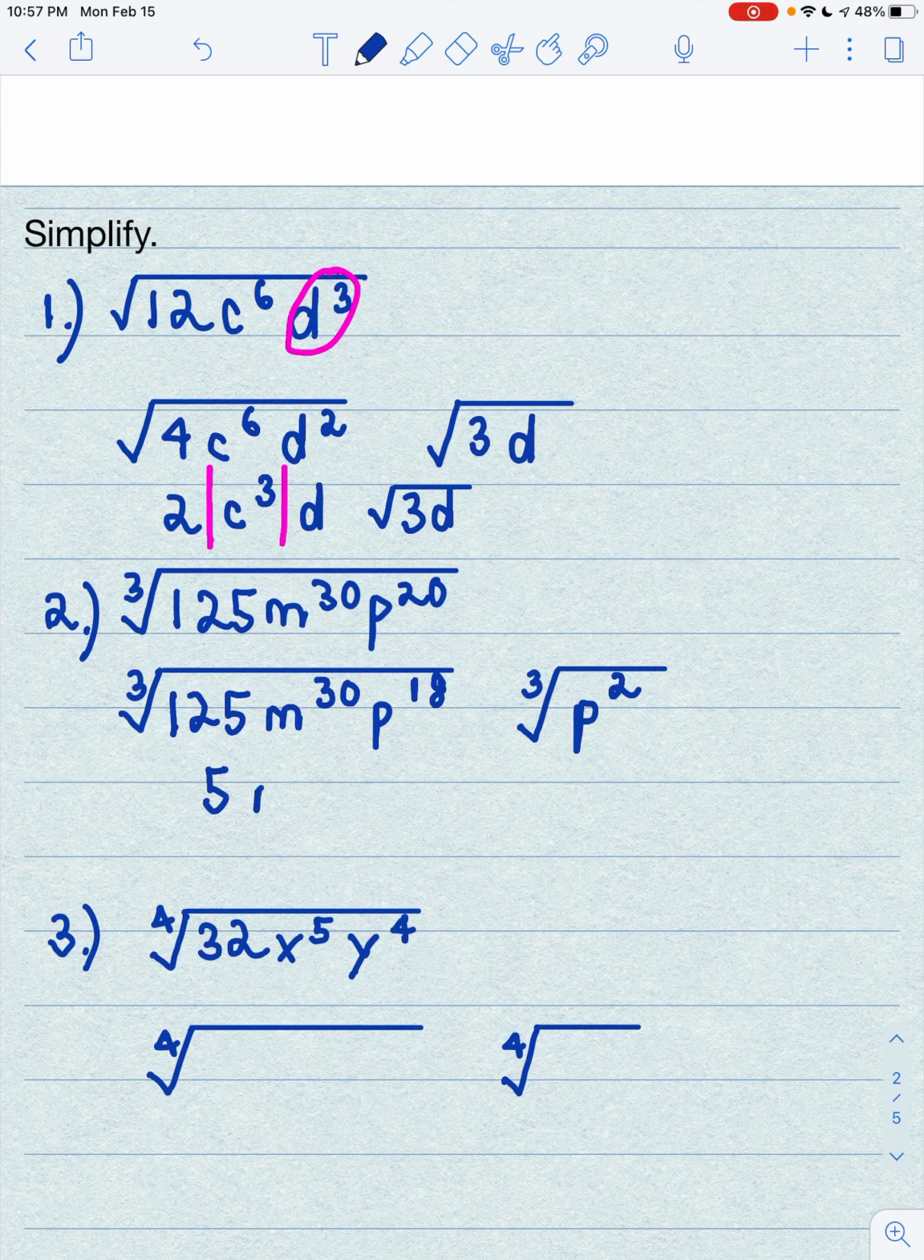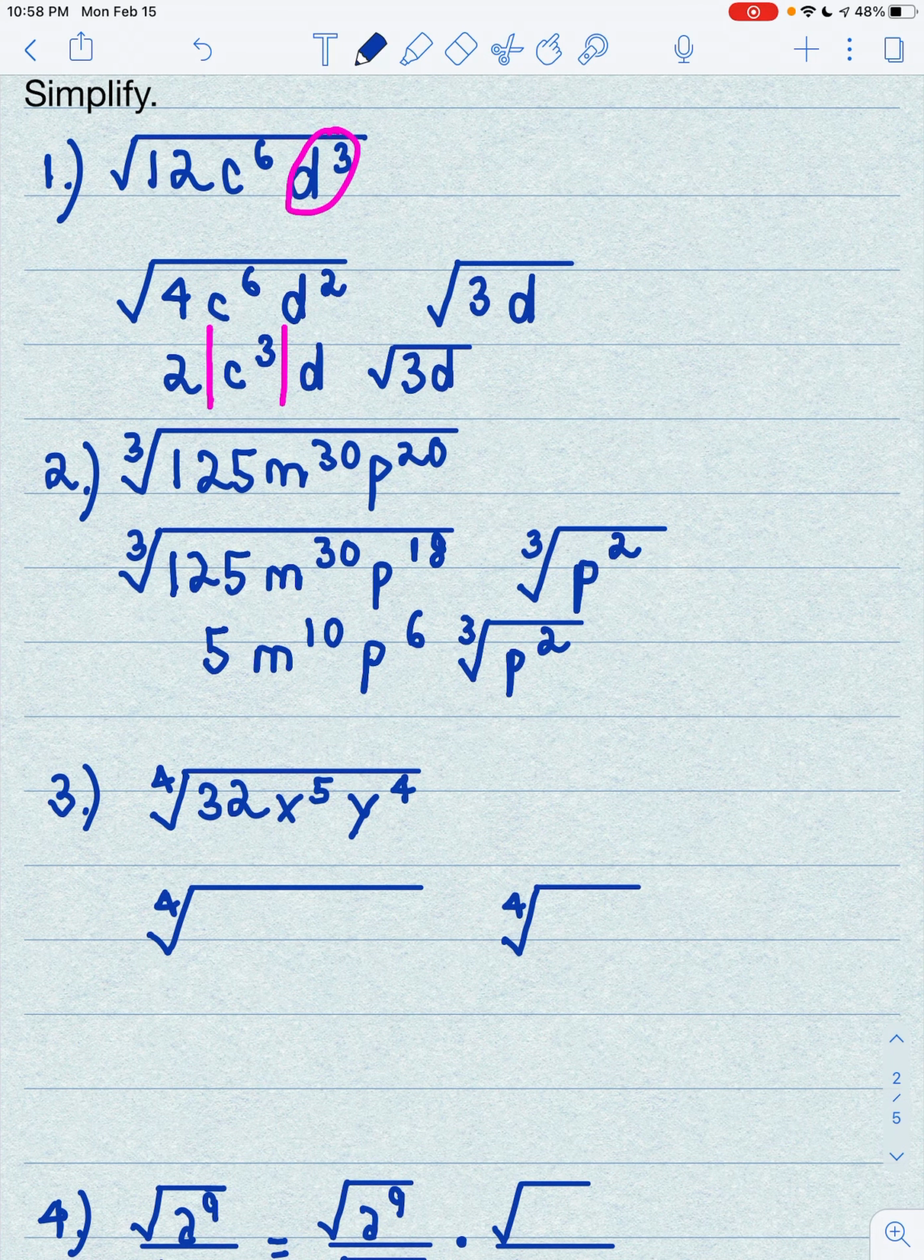The cube root of m to the 30th, 30 divided by 3 is 10. The cube root of p to the 18th, 18 divided by 3 is 6. No absolute value bars needed when it's an odd root. And then we have what's left over, which is the cube root of p to the second. And of course, as long as that power is less than the index, then you should have pulled out the largest factor. Let's look at the next one.